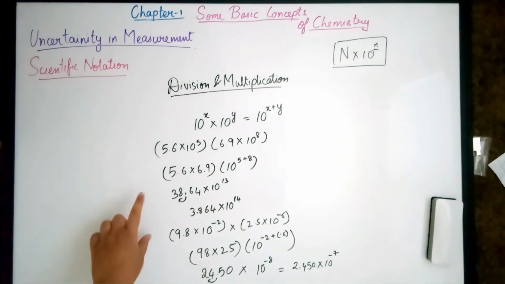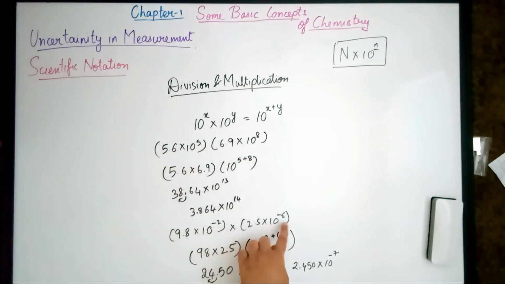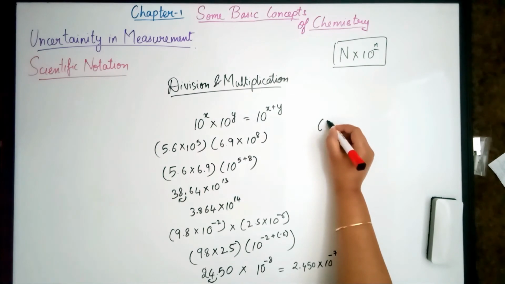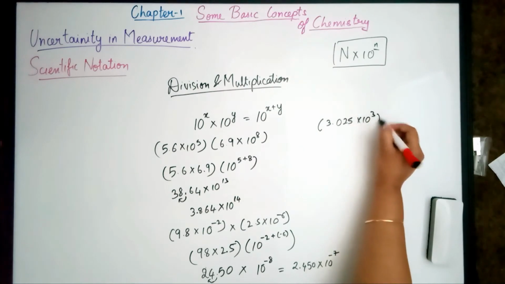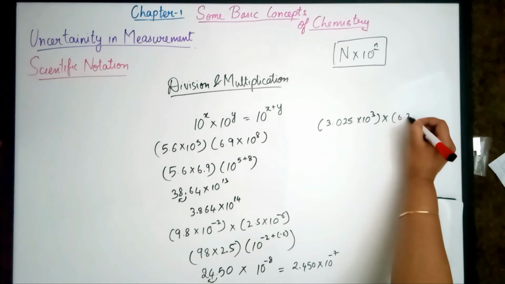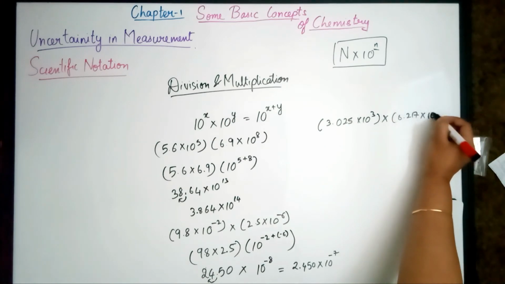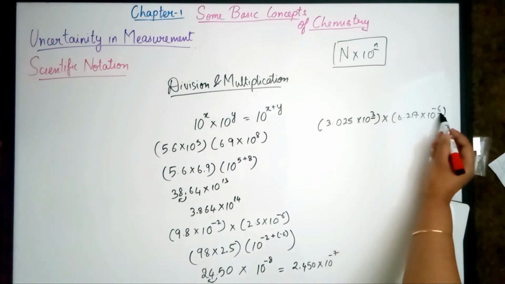So here we've taken two examples, one where both powers are positive, you just add them. One where both powers are negative. Again, over here, because both of them have a negative sign, you will just add them. Now we're obviously going to take a third example where one of the powers is going to be positive and the other is going to be negative. So 3.025 into 10 to the power 3 into 6.217 into 10 to the power minus 6. So here you have this power as positive, this is negative.